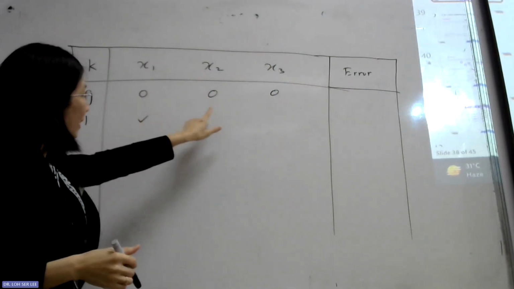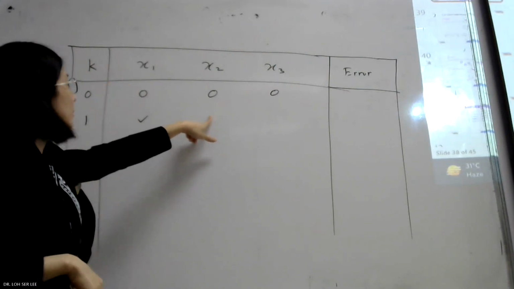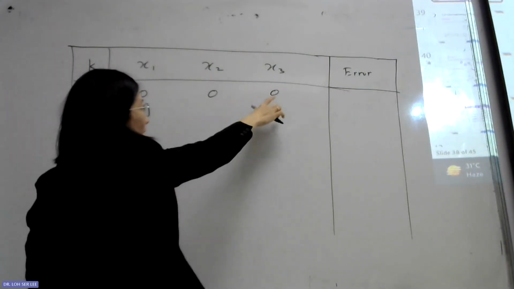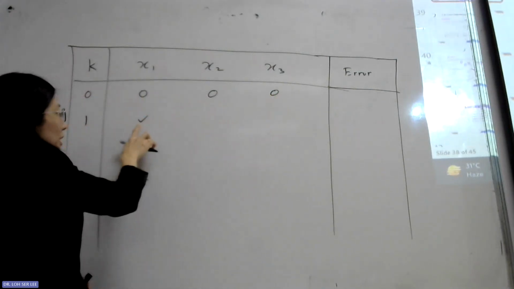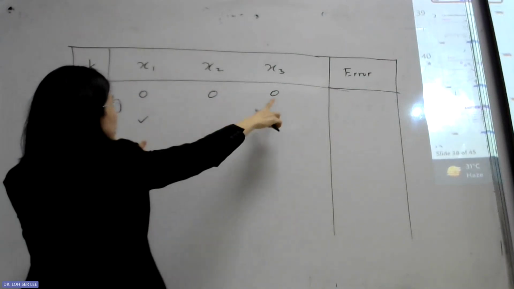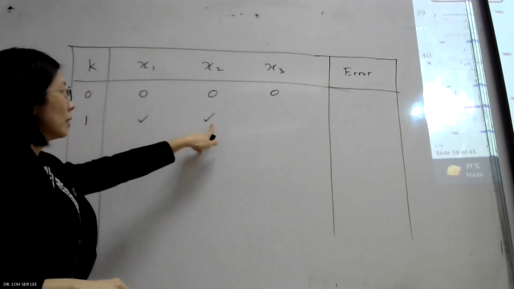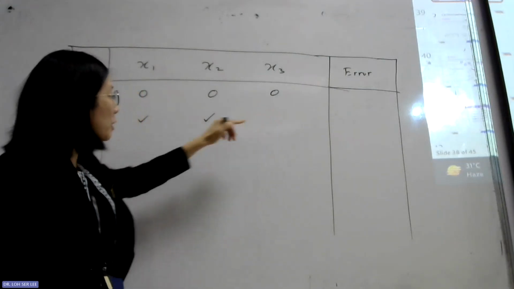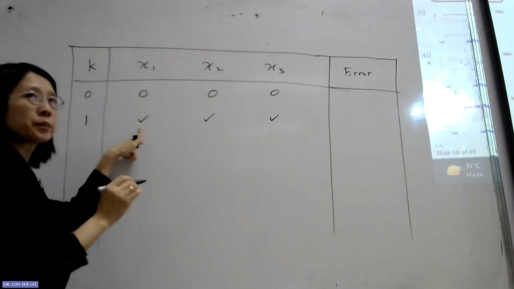Then when it comes to x2, we need x1 and x3. For x3, we take this one. For x1, we take the latest one. So we use this x1 and x3 to get this. Then to get x3, we use the latest x1 and x2.